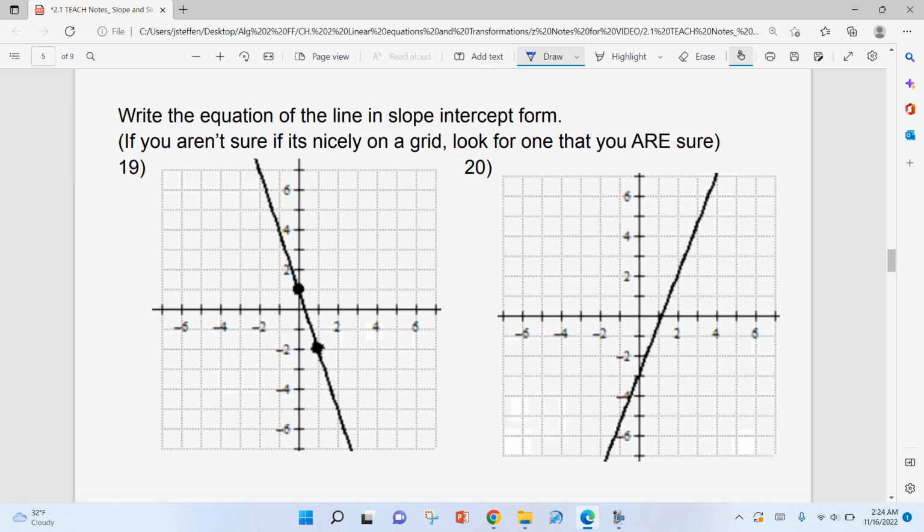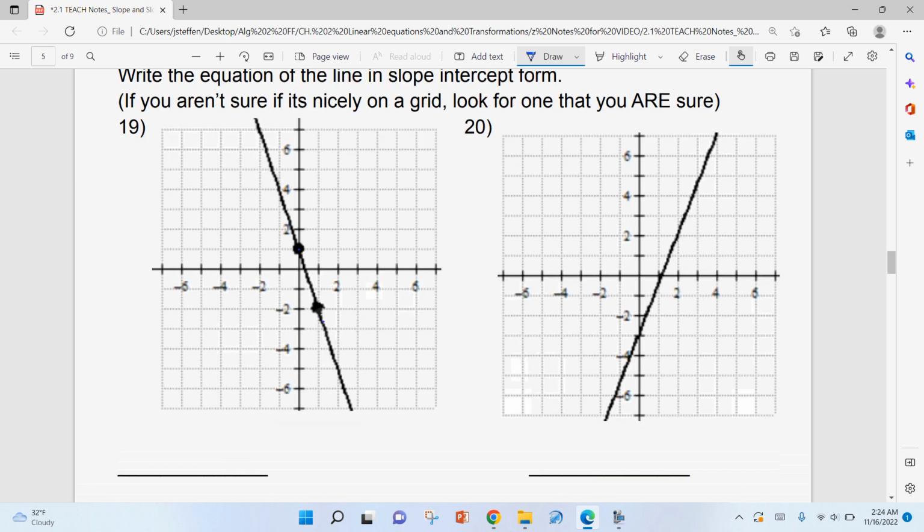So write the equation of a line in slope-intercept form. Occasionally they give you these two points really nicely. Sometimes they don't. Don't make this harder than it is. Find your y-intercept, positive 1. Find your slope, down 1, 2, 3 over 1. Then put that in your equation. Y is equal to negative 3x plus 1.